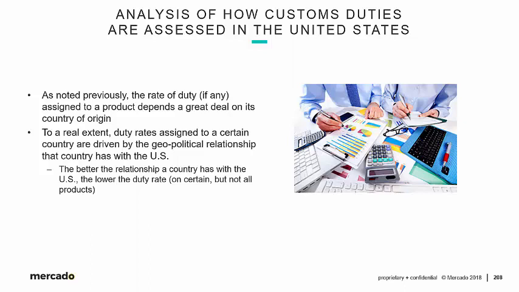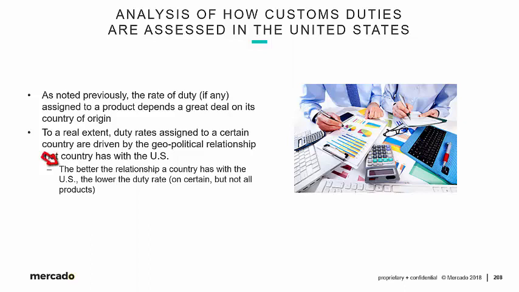Sub-bullet, and certainly without politicizing the presentation, but it's true to a real extent, duty rates assigned to a certain country are driven by the geopolitical relationship that country has with the United States. We were pretty explicit about this point in previous sections. Through its rates of duty columns, the United States plays favorites: normal trade relations, special trade relations, those general and special subcolumns under column 1. And then the bad guys in column 2 that have excessive duty rates if they're allowed to import at all from those countries.